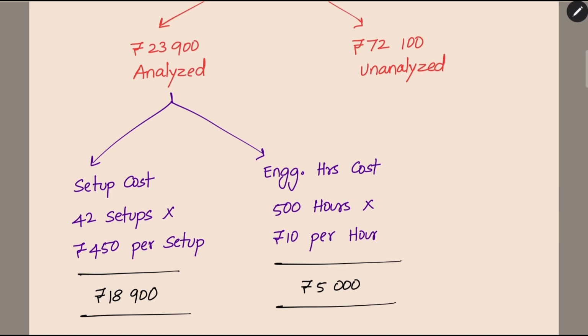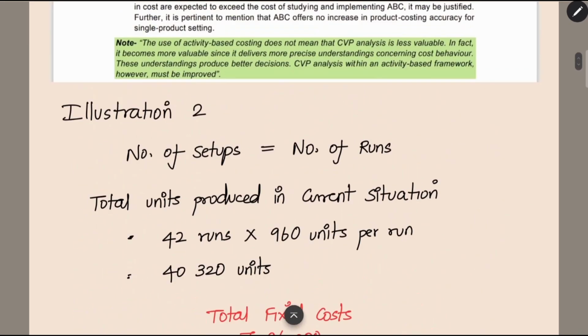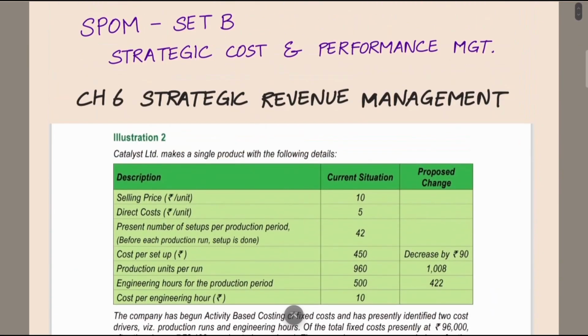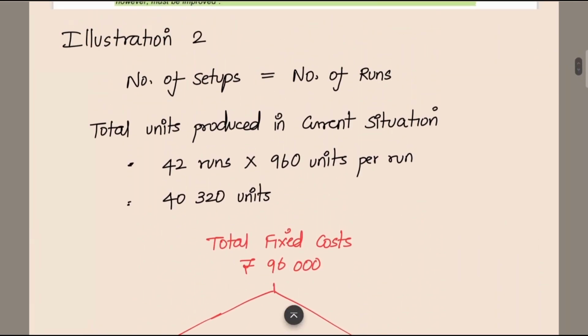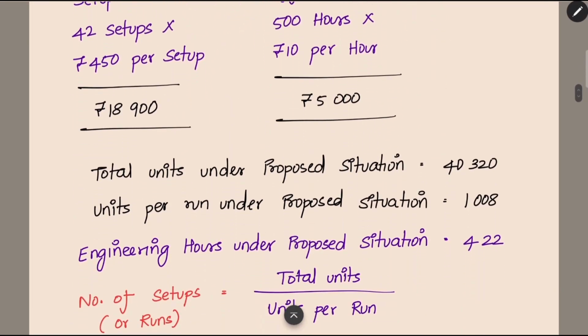Now let us see the proposed situation. In the proposed situation, the things that are going to change are cost per setup, production units per run and engineering hours. There is no change in the total number of units produced. Currently, 40,320 units are produced and there is no change in the proposed situation. So, in the proposed situation, 40,320 units will be produced and units per run is changing.